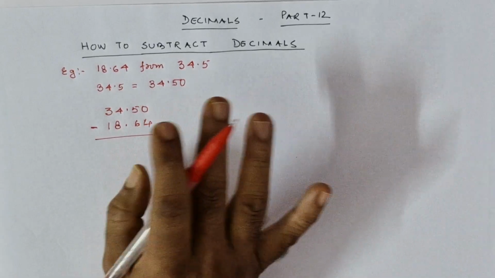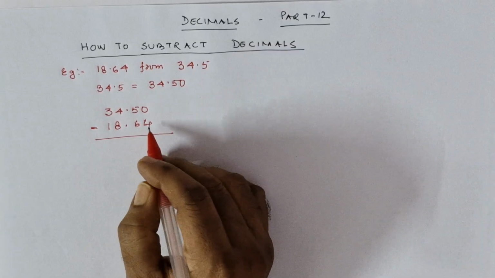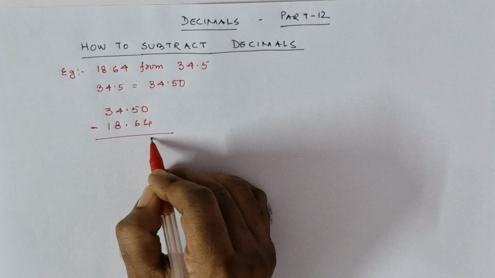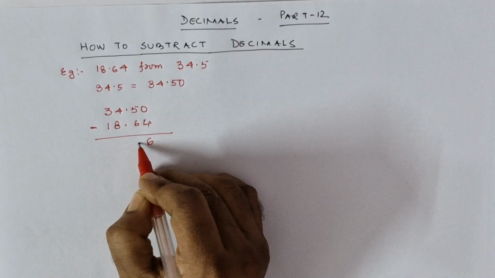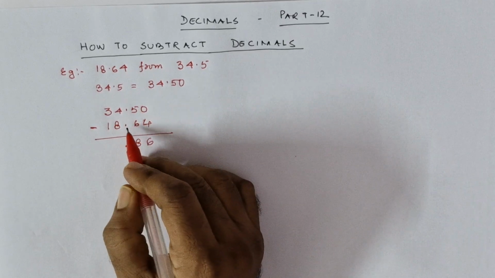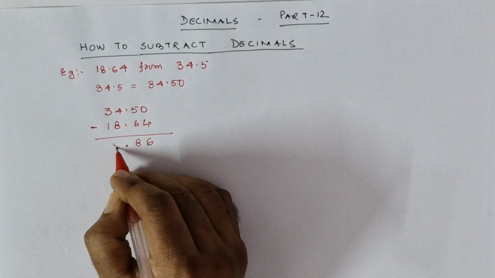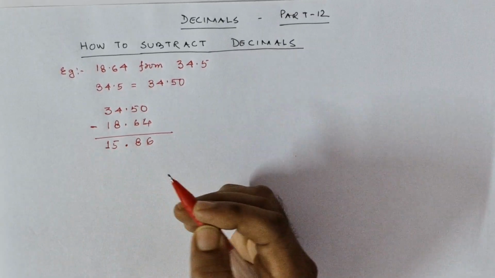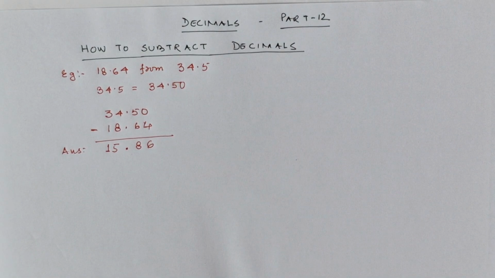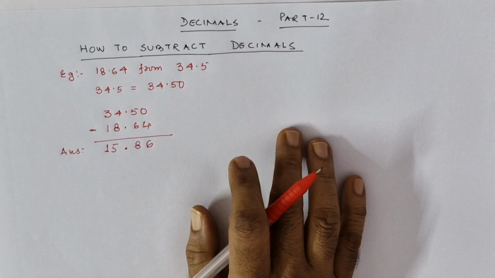So now subtract normally as you do. From 0 to 4, if you subtract, converting this 0 to 10, it will be 6. Then this one will be 8. Put the decimal at the same exact place by aligning it. Then go on subtracting. So this one will be 5 and this one will be 1. So the answer will be 15.86. Got it? A very simple one, just like addition.